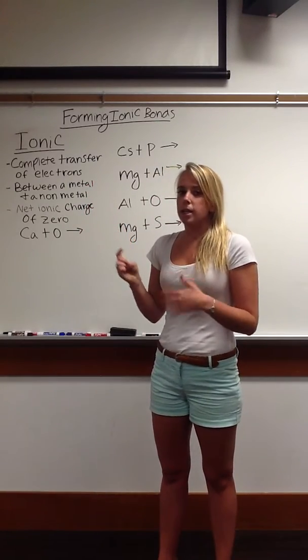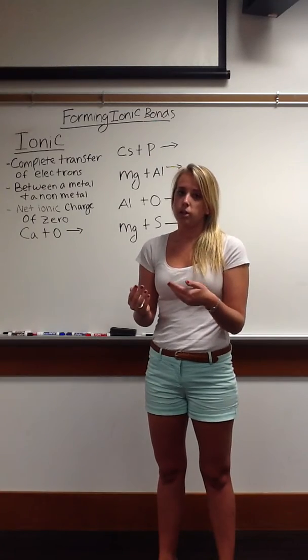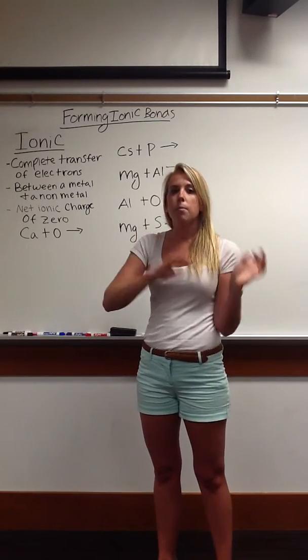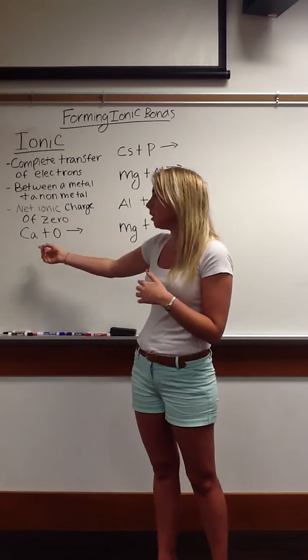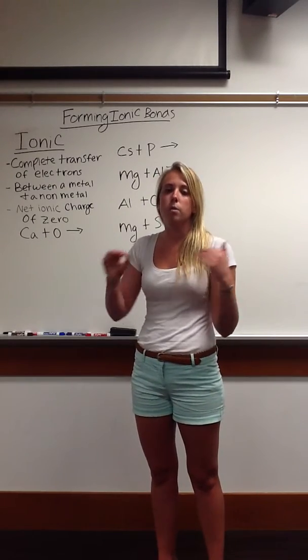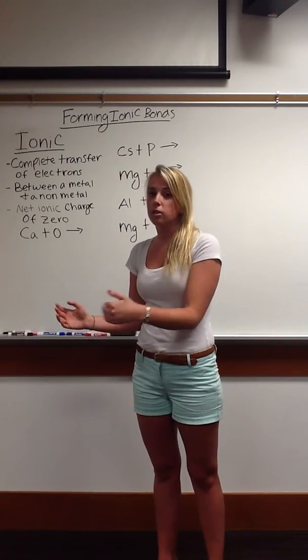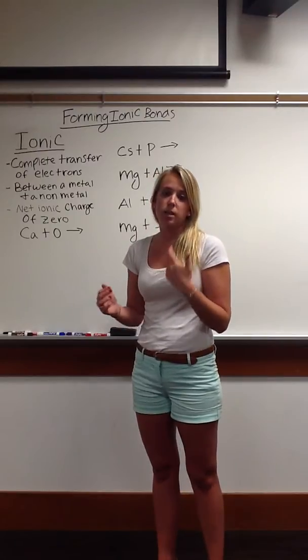With an ionic bond, it's the complete transfer of an electron. They don't share them, they completely give it up. So in my example here, that we'll do in a second, calcium will completely transfer its electrons over to oxygen because it doesn't want them anymore.